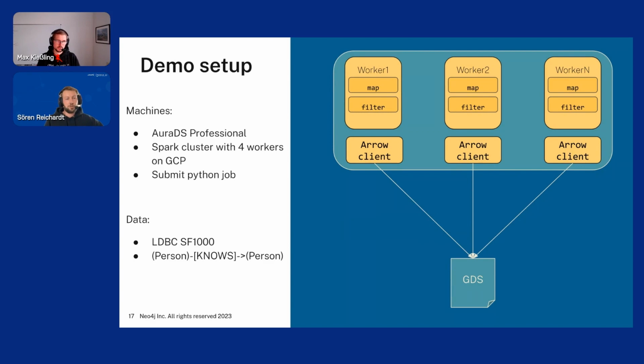The data we're about to send is an LDBC data set. It's usually a benchmarking data set. We're using scale factor 1000, so that's fairly large. But we are projecting only a subgraph of that for demonstration purposes, only using the person knows person subgraph. That's still somewhat large: we are talking about, I think, 3 million nodes and about 200 million relationships we're going to send. And now off to Max.